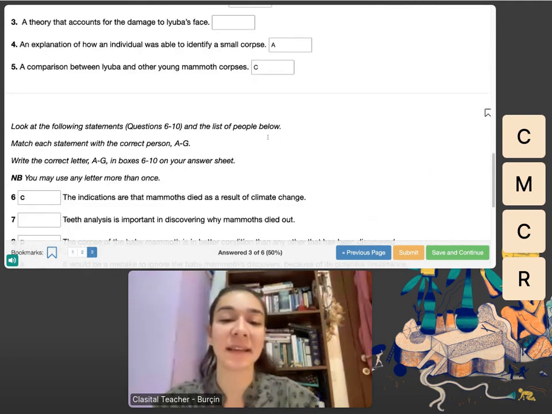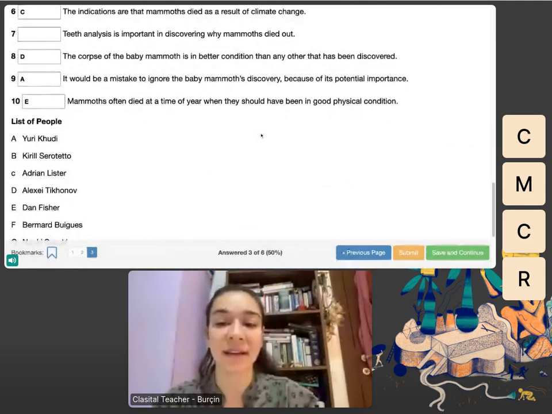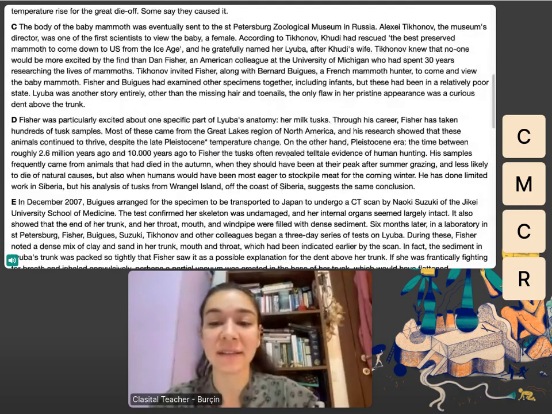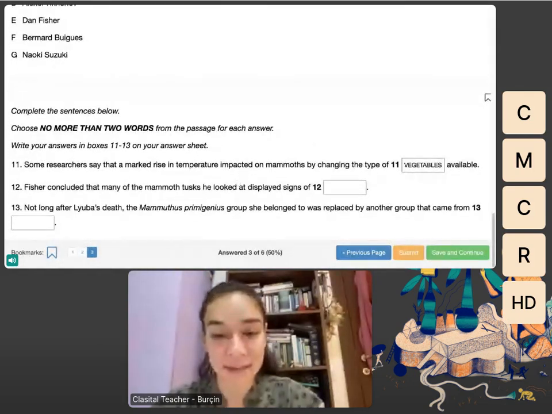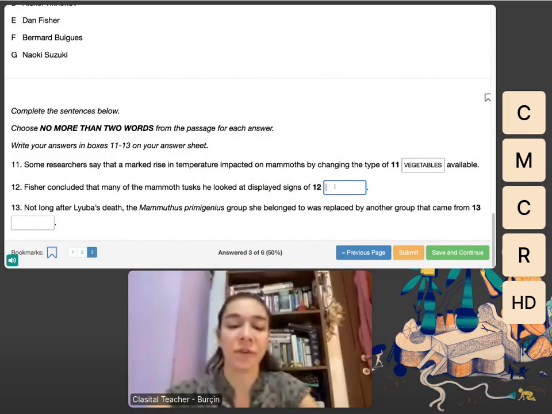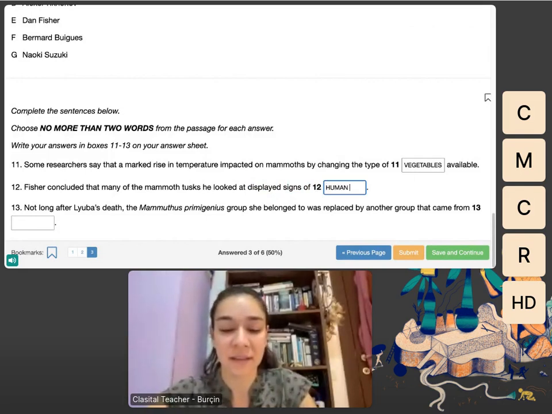It says, let's see the keywords. It says here, revealed the telltale evidence of. And in here, displayed telltale evidence of signs of human hunting.